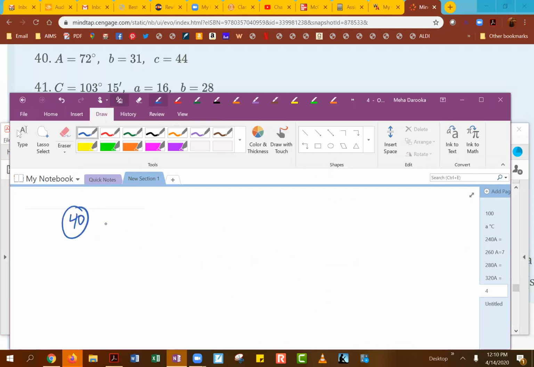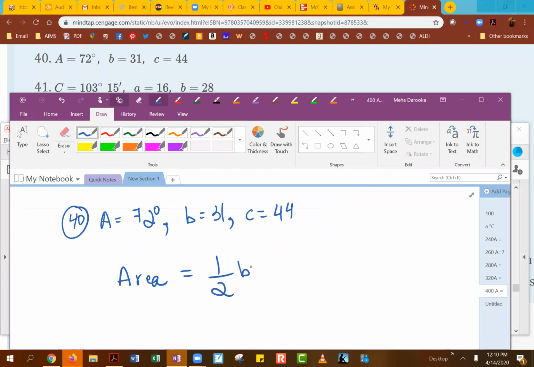We are given angle A as 72 degrees, side B is 31 units, and side C is 44 units. So area is going to be 1/2 B times C multiplied by sine of A. And the easiest way to remember is if they're giving you angle A, then you won't have side A, you will have the other two sides, B and C.